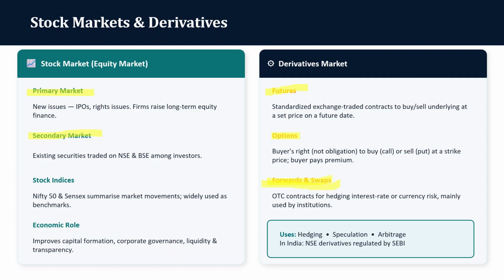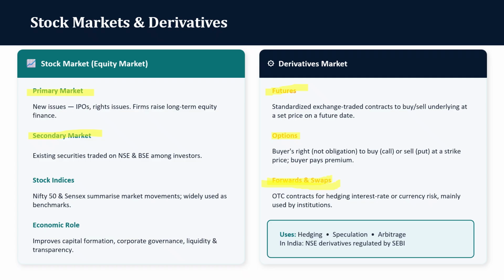A call option is the right to buy, and a put option is the right to sell. So there are two types of option. One is call option, which gives us the right to buy, and one is put option, which gives us the right to sell. Now let us come to forwards and swaps.